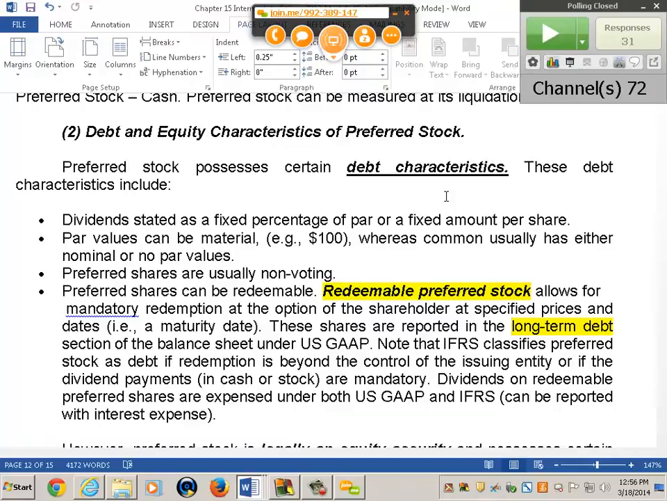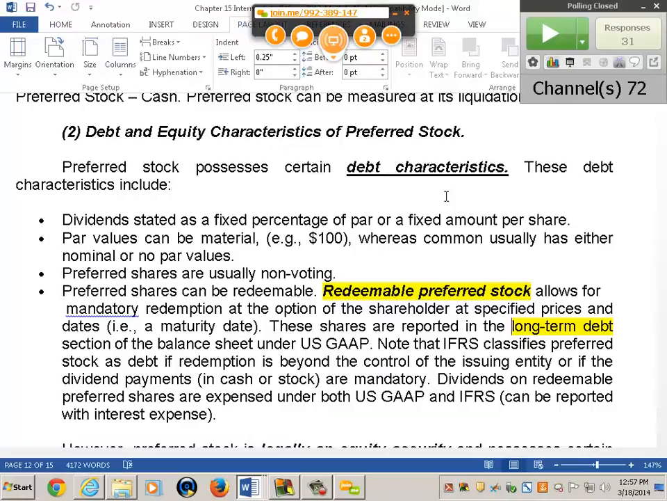If any payments, whether it's interest, dividends, or principal, are not under management's control, in other words, they're under the control of the shareholder or the security holder, it's a liability. That's it. It doesn't have to be a preferred stock. You don't care if it's debt. Whatever the security is, if the payments are determined by the shareholder, then it's debt. So we get the same treatment here with IFRS and US GAAP. Redeemable preferred stock is long-term debt, and the dividends on the redeemable preferred are in fact considered to be expenses.